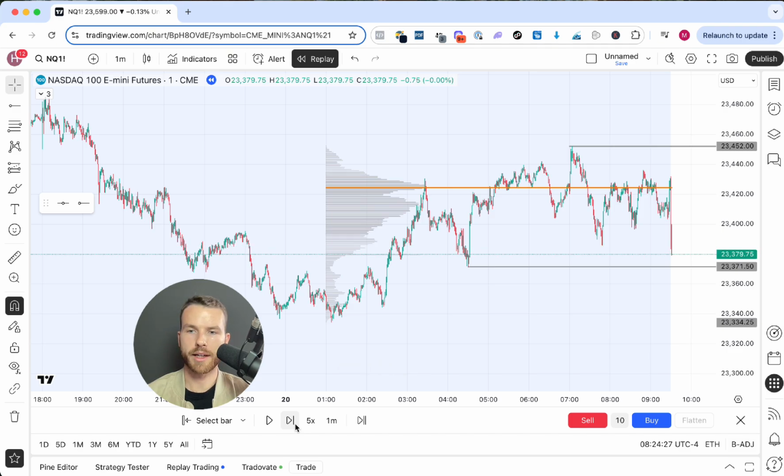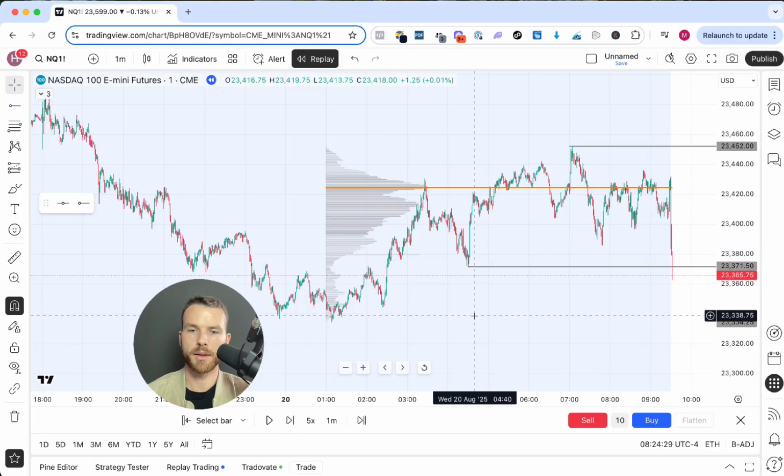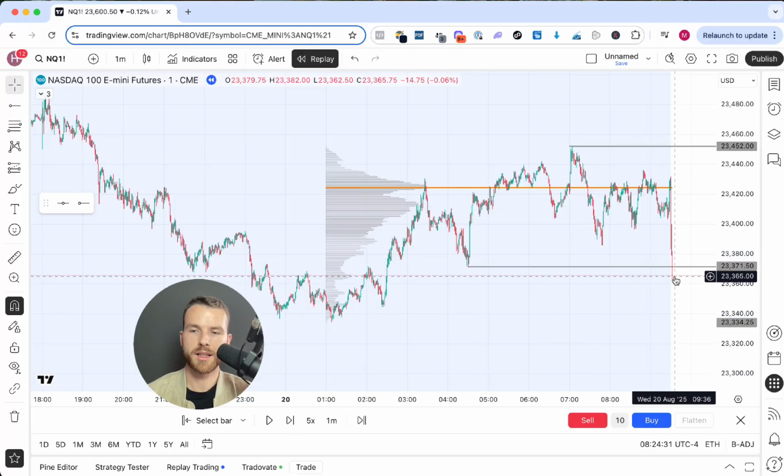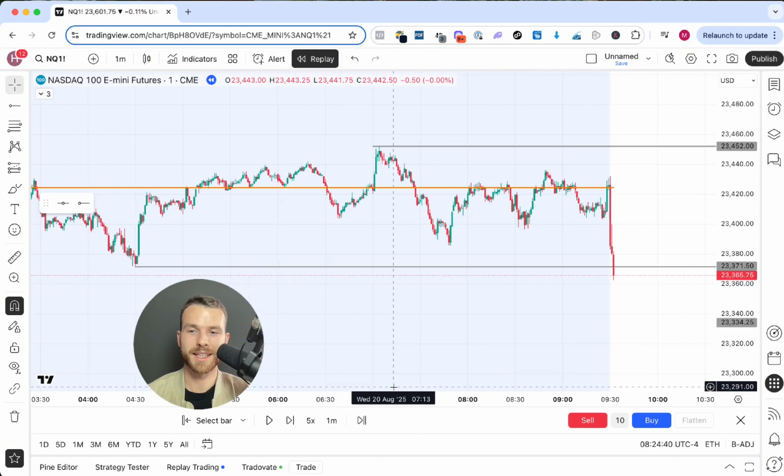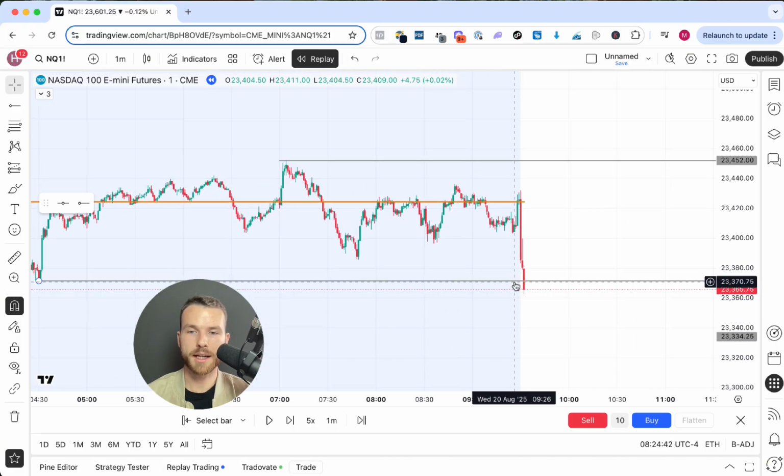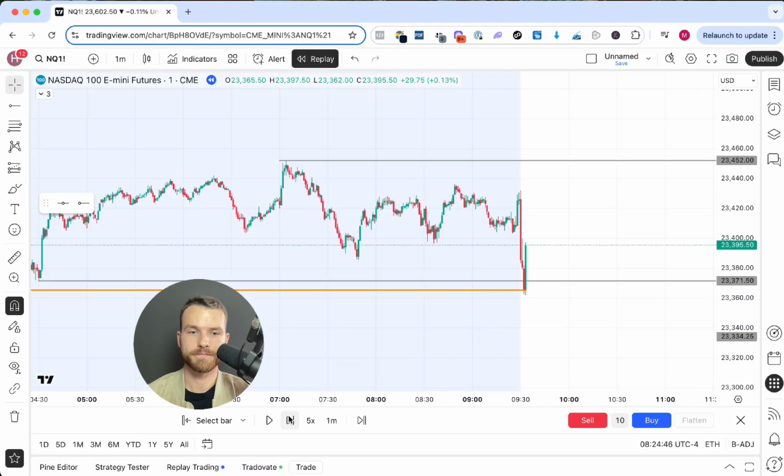Market is still going lower right now. Boop, we are exactly below this level of liquidity. Where did the market for now stop? Exactly where I told you guys. And now you would wait for the market to go back in. And there it is.